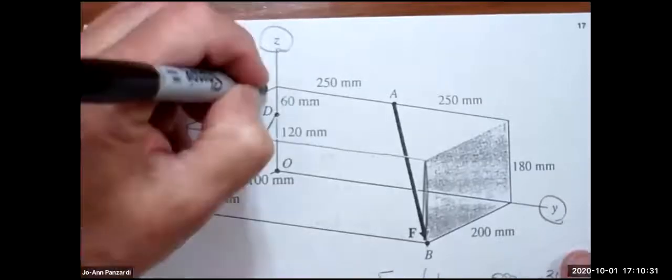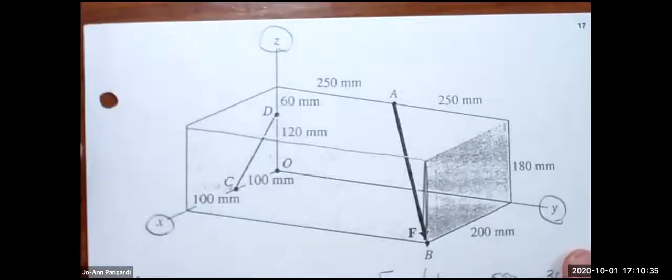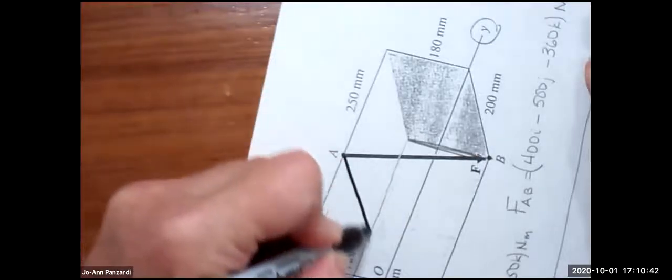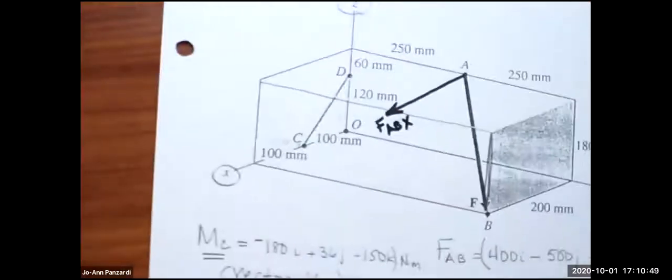You know it has to be parallel to the X axis. For me to draw things parallel, I need to turn my paper. So I'm going to turn my paper. So here's my force ABX, and it's positive.